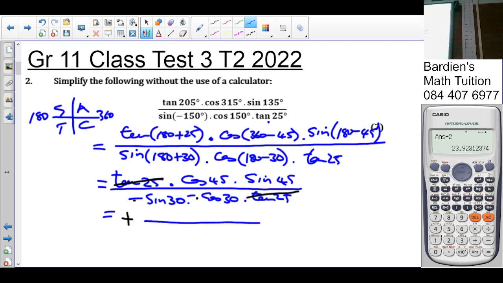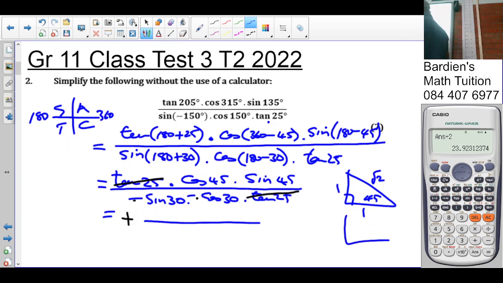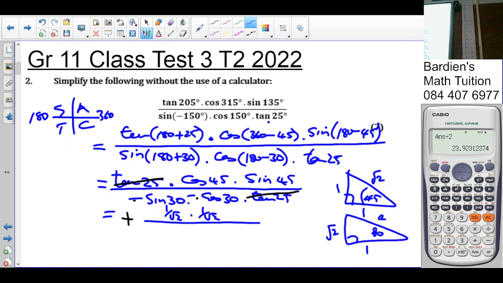That's over 1. So we need a 45 degree triangle, so it's 1, 1, root 2. And I need a 30 degree triangle. I expected to have seen this, people. So cos 45 is 1 over root 2, times sine 45 is 1 over root 2, sine of 30 is 1 over 2, times cos 30 root 3 over 2. Now, 1 over root 2 times 1 over root 2 is 1 over 2, which now cancels with this half here. So in other words, I got 1 divided by root 3 over 2, which is the reciprocal, which is 2 over root 3. As you can see, no calculator was used there.